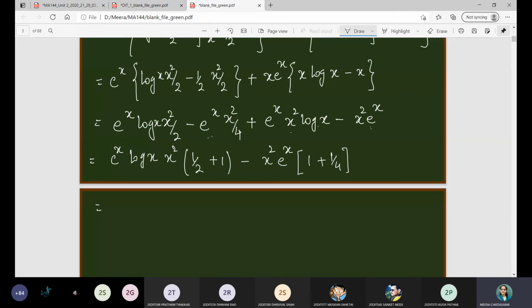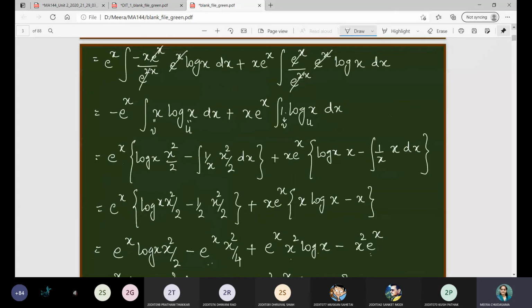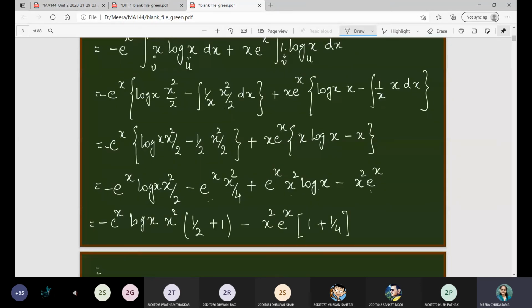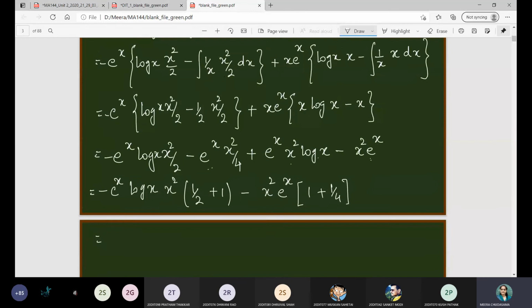Which term are you talking about? Y1. Just wait. Yes, ma'am. Here, yes, thank you for correcting it. So this is the negative sign. So while considering the negative sign, here it must be positive one. So let me rewrite this expression once again.